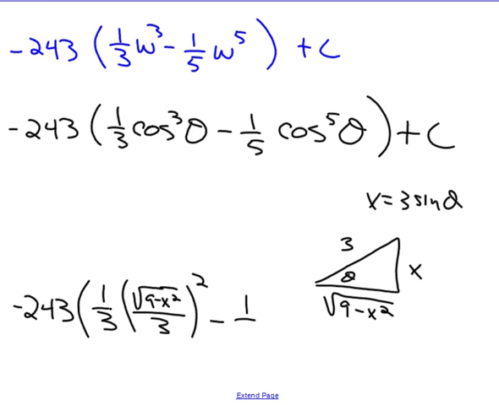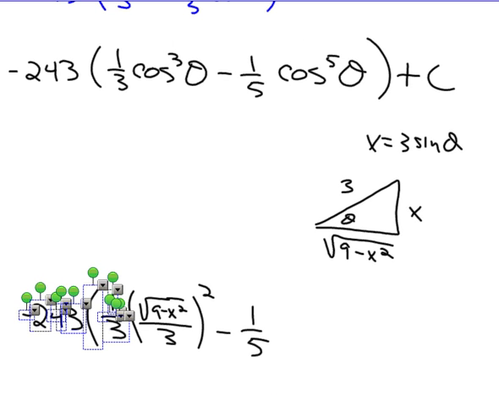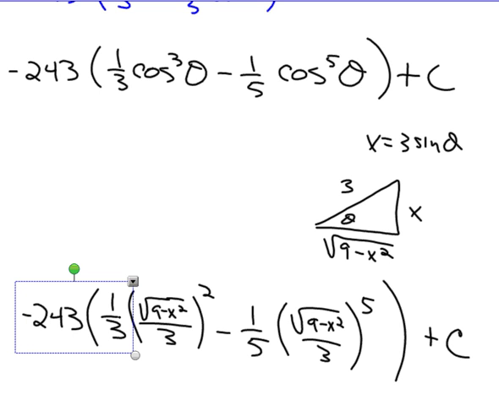And I'm going to do minus 1/5. I have cosine, which is, again, root 9 minus x squared over 3 to the 5th. And I have my final plus c. Hopefully, now you can tackle your homework.